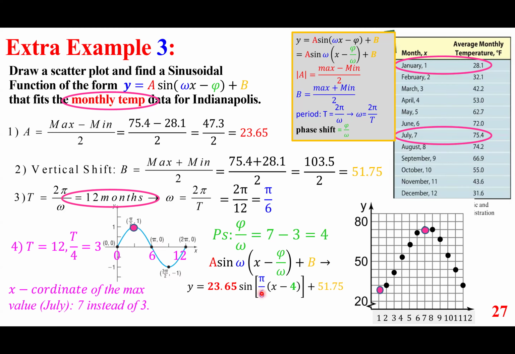Now I can put the pi over 6 in because I want to put it in this format. So this becomes pi over 6 times x, and I multiply it by this, I get minus 4 pi over 6. Minus 4 pi over 6 is minus 2 pi over 3. And that's the final answer, everybody.